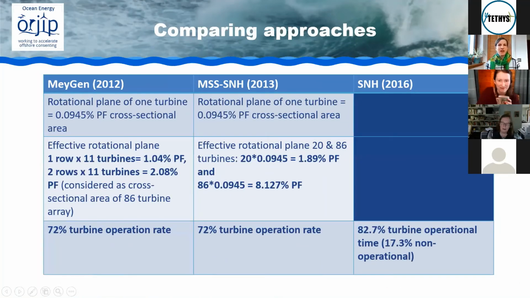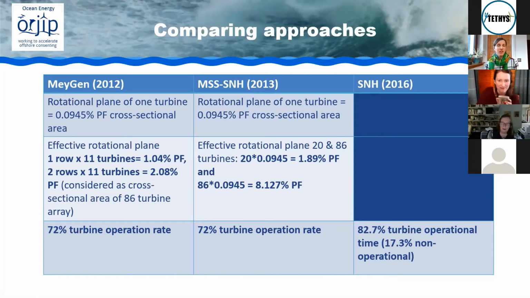Another one to highlight is, in the Maygen environmental statement, the cross-sectional area of the turbine array. To do the modeling for 86 turbines, they used one row of 11 turbines, which was calculated to occupy about 1% of the Pentland Firth, and then added another row behind that, offset from the first row. Using those first two rows as essentially the frontal area of the entire array gave a cross-sectional proportion of about 2% of the Pentland Firth.